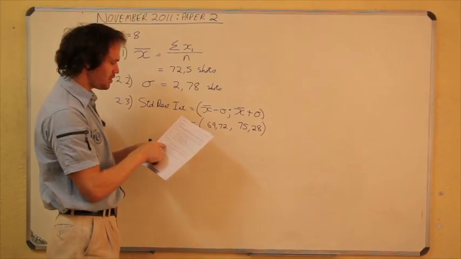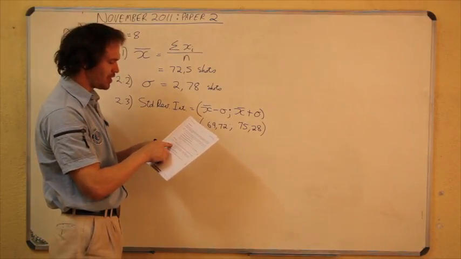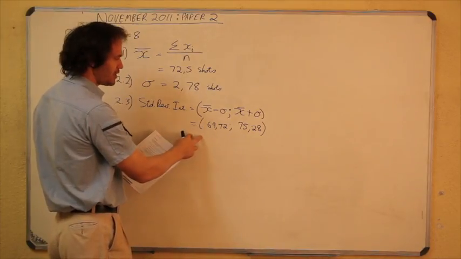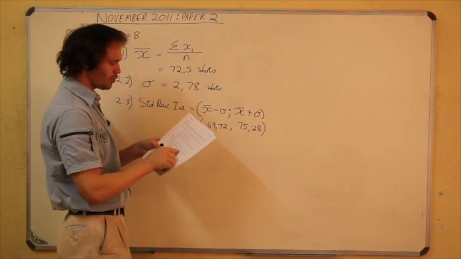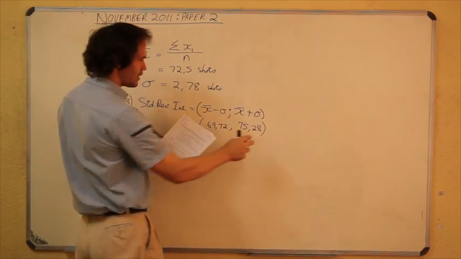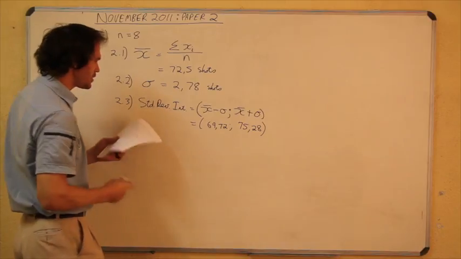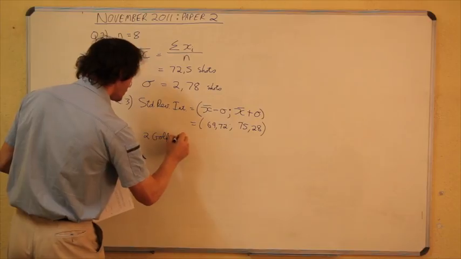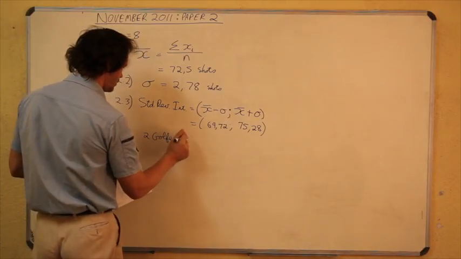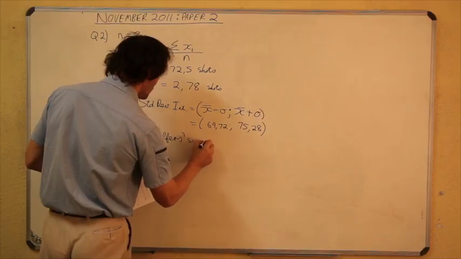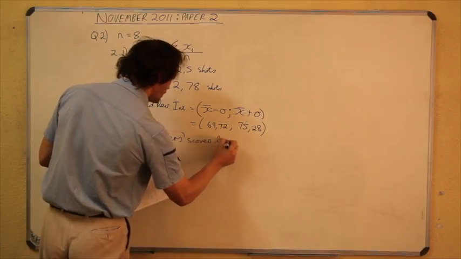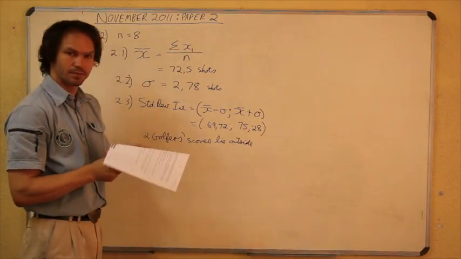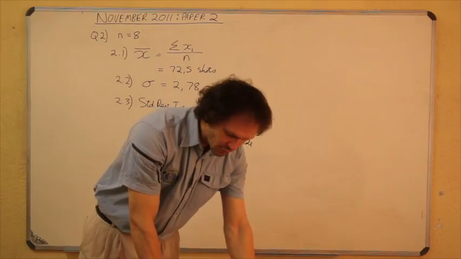Now the only ones that you can see fall outside is the 69 there at the beginning, right? That's lower than the interval, so it's outside the interval, and then also the 78 falls outside the interval, so two of them. How many golfers? So you say two golfers' scores lie outside. Alright, and that's the end of question 2.